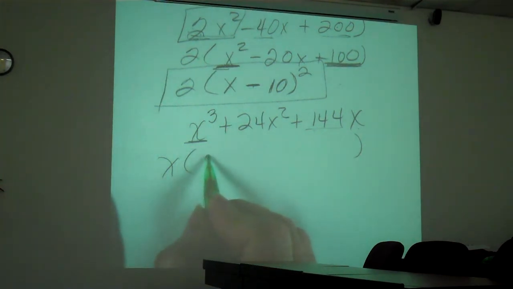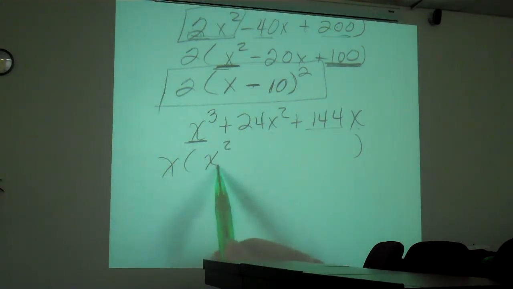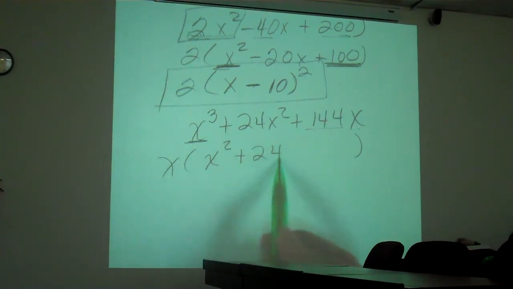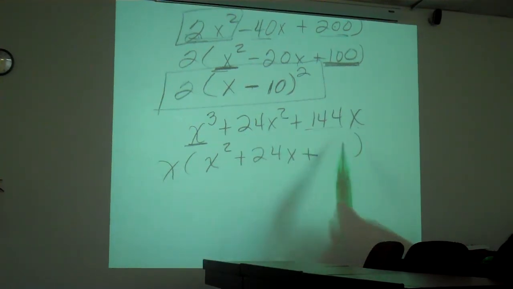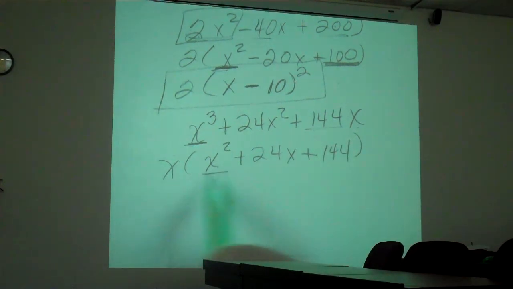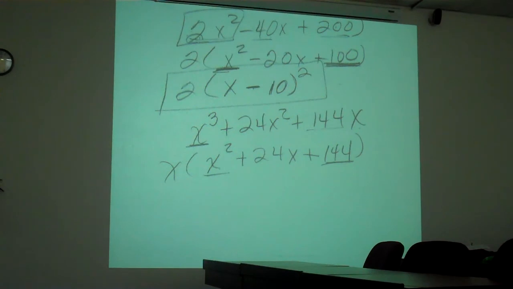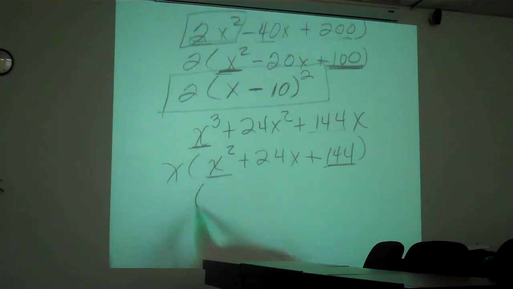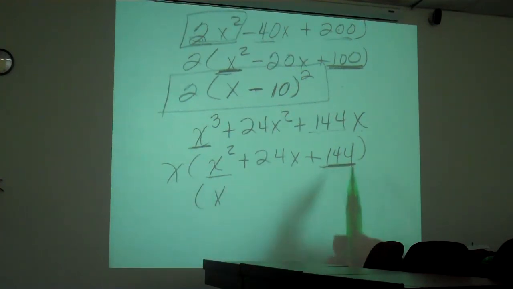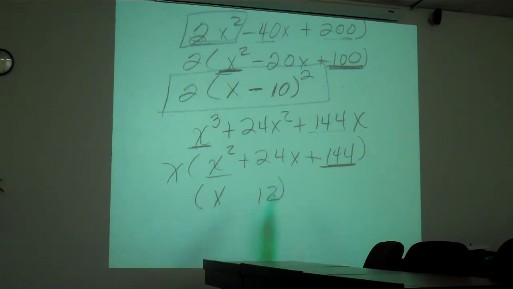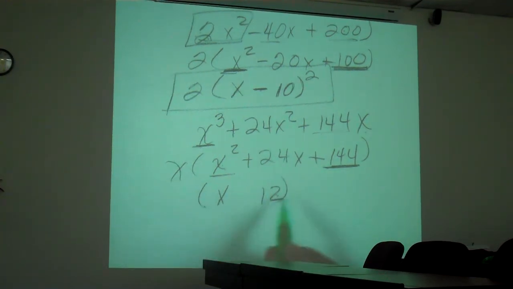So what do we have? x times x squared plus 24x plus 144. Now are these perfect squares? Yeah. And the square root of x squared is x, right? Square root of 144 is 12. 12x, if you double 12x, do you get 24x? Yeah, so that's a perfect square. And we need a positive one. So x times x plus 12 squared.